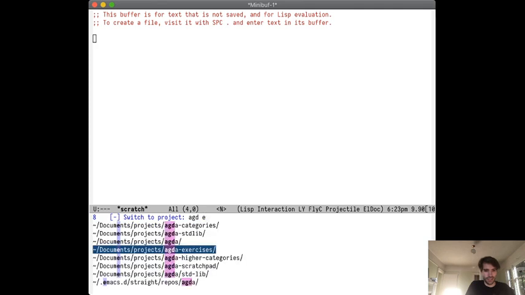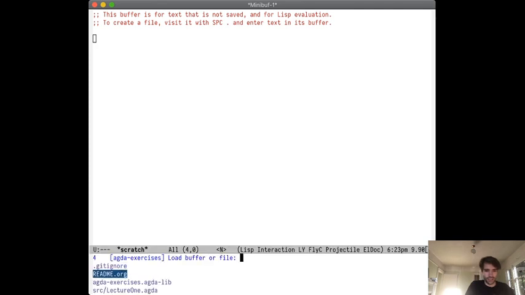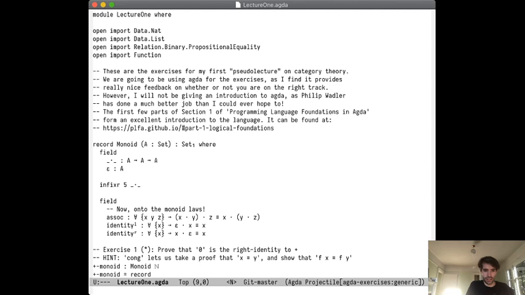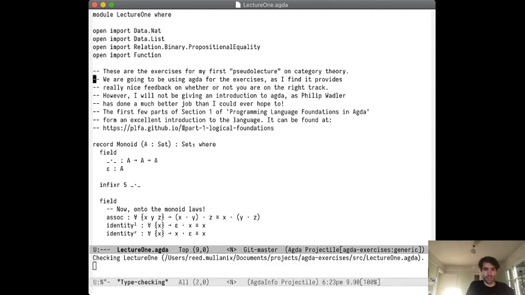Exercises. So if we take a look at the first set of exercises, you should be able to find that in the repo I linked. It's called Lecture 1. We have a little bit of boilerplate, just defining a monoid.